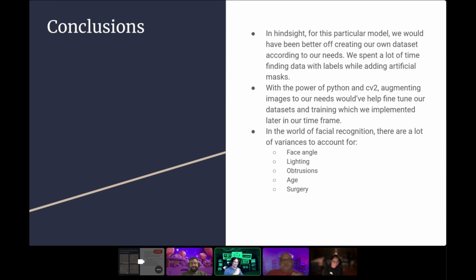With the power of Python and CV2, we were able to augment our faces more accurately and not introduce inaccuracies with background noise. And what we probably learned in the world of facial recognition, there are a lot of variants to account for, including, but not limited to, face angle, lighting, obstructions, even age and surgery. That's where we thought maybe the celebrity faces kind of went wrong, since people change their face very often with hair color, surgery, glasses, no glasses, and stuff like that.